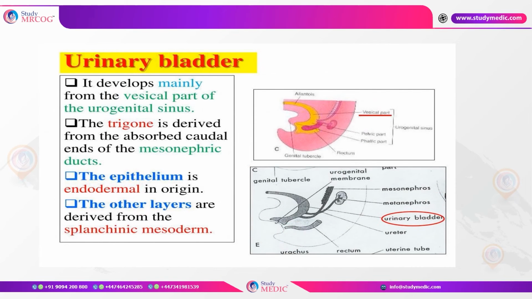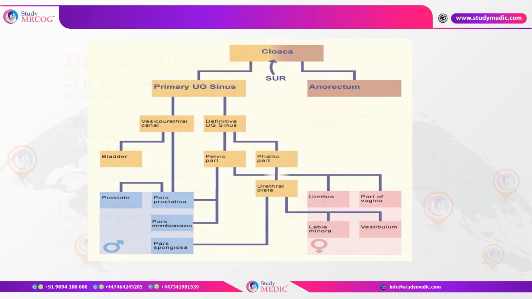So the bladder forms mainly from the vesical part of the urogenital sinus, and the trigone. The trigone which is seen in the base of the bladder is absorbed from the caudal ends of the mesonephric ducts. The epithelium is endodermal in origin, and all the other layers are from the splanchnic mesoderm. So this is the division of the cloaca.